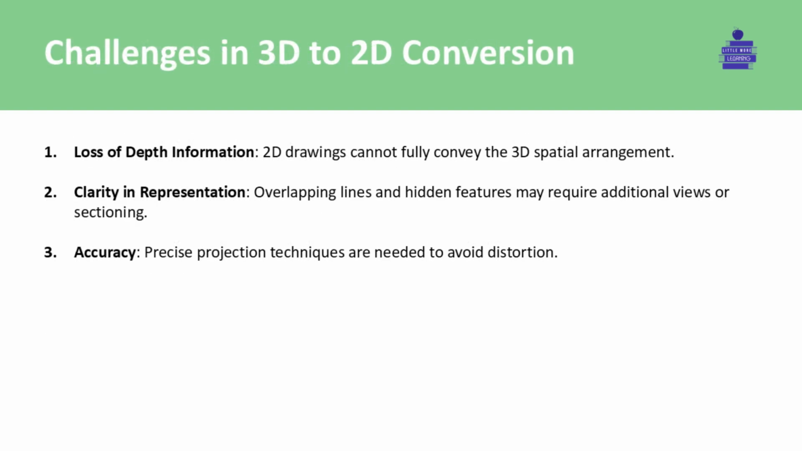Challenges in converting 3D to 2D include loss of depth information, clarity in representation of overlapping or hidden features, and maintaining accuracy. Multiple views or additional notations help fully communicate an object's form, and techniques like sectional views or hidden lines ensure clarity. Precision and attention to detail are crucial throughout the process to avoid distortions.